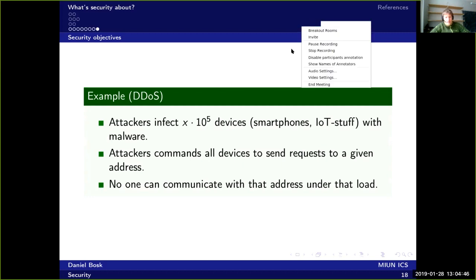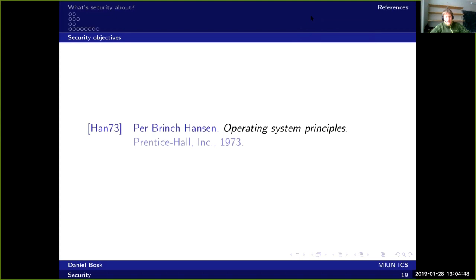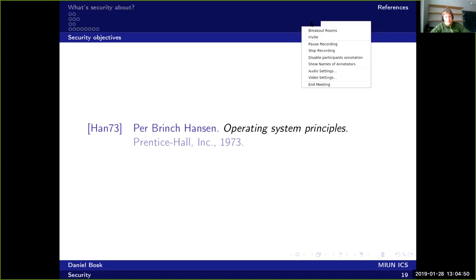So that was everything about what security is all about.